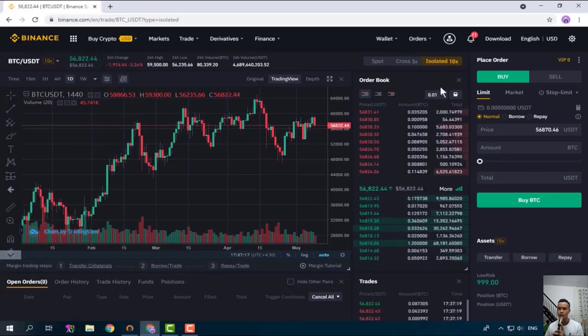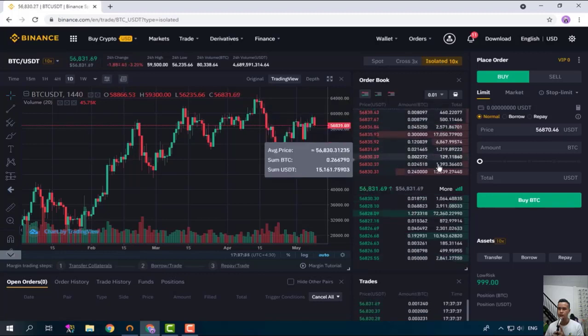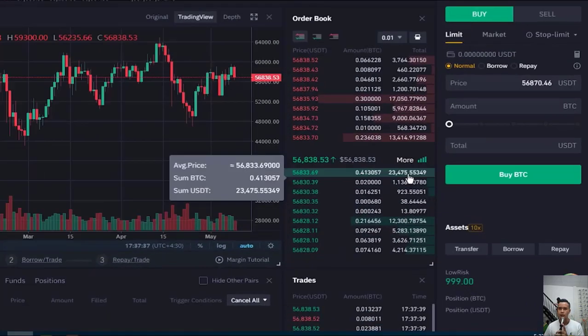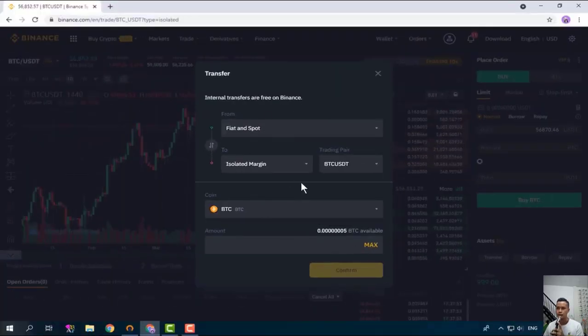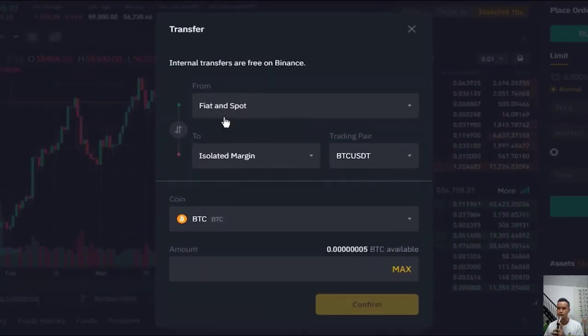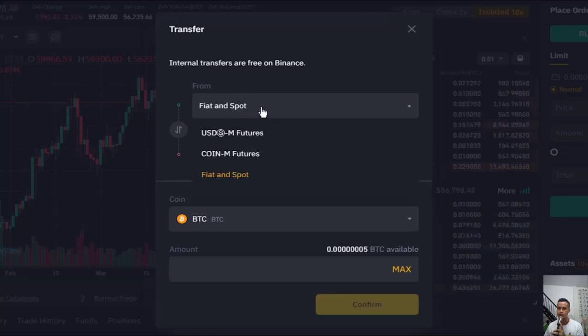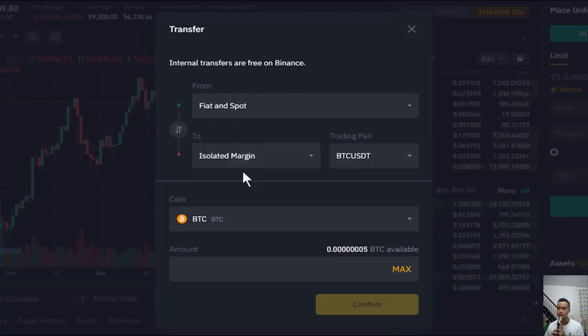Now let's transfer coins to show you the difference in practice. Pay attention that Isolated 10x is already selected. To transfer coins here in the isolated margin wallet, we click on transfer, and the transfer window opens. As you can see, it shows from fiat and spot wallet, and you can also choose futures wallets. I'm going to transfer from my spot wallet, so I select fiat and spot, and here it shows that we are transferring to the isolated margin wallet.